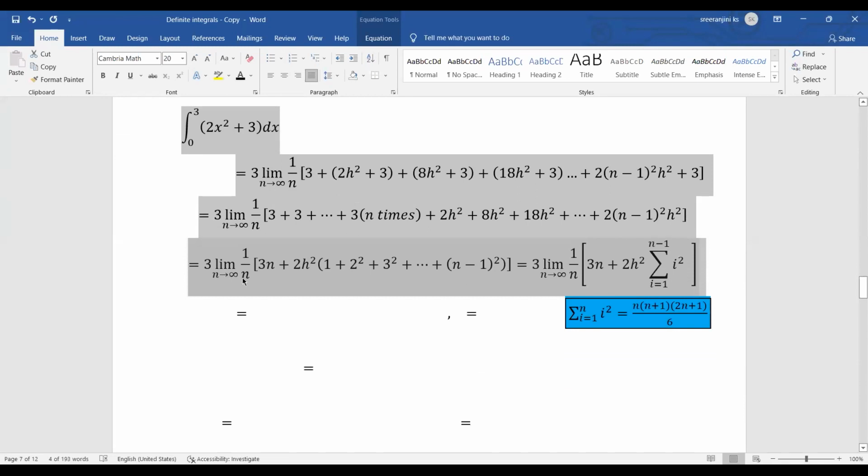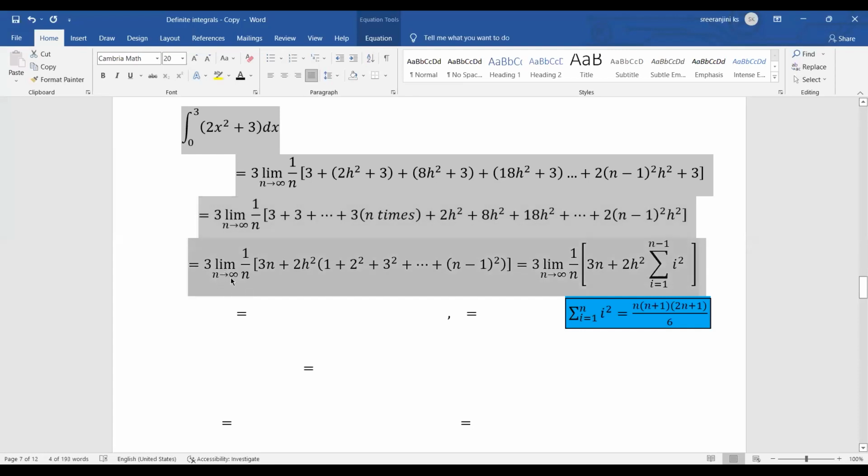3 into limit n tends to infinity, 1 by n. This is 3n. Now, in these terms, we can see that 2h square is common. So taking 2h square outside, the first term will be 1. Then the second term, 8h square, will be 4, I'm writing that as 2 square. And 18h square, we can take 2h square outside, it will be 9, that is 3 square. Similarly, the last term, 2 into n minus 1 the whole square h square, we can take 2h square outside, it will be n minus 1 the whole square.